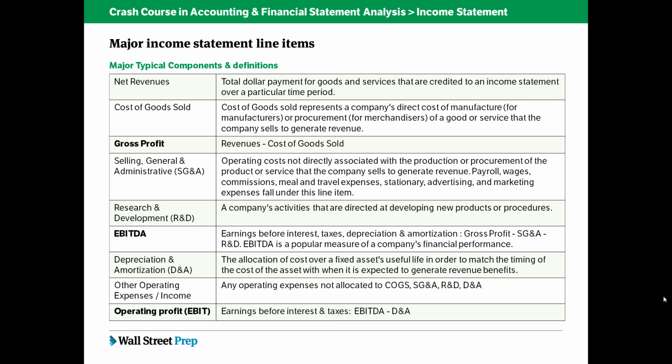And there are two very popular ways of measuring operating profits. One is a measure called earnings before interest, taxes, depreciation, and amortization, which measures profitability before accounting for any of these non-cash expenses. The next measure of profitability is called operating profit, or earnings before interest and taxes. And that represents earnings after you account for any type of operating expense or income item, regardless of whether it's cash or non-cash.